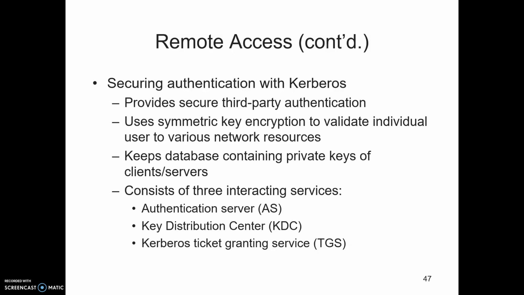Kerberos consists of three interacting services, all of which use a database library. The first one is the authentication server, or AS, which is a Kerberos server that authenticates clients and servers. The second one is the key distribution center, or KDC, which generates and issues session keys. And the third one is the Kerberos ticket granting service, or TGS, which provides tickets to clients who request services.